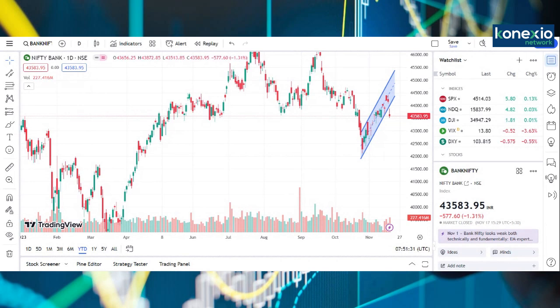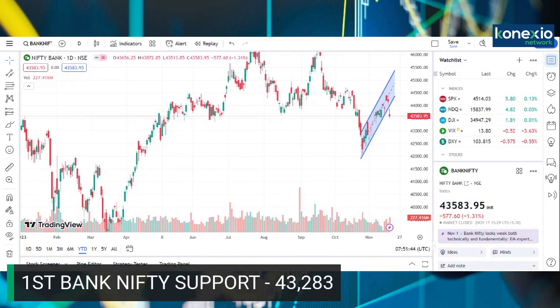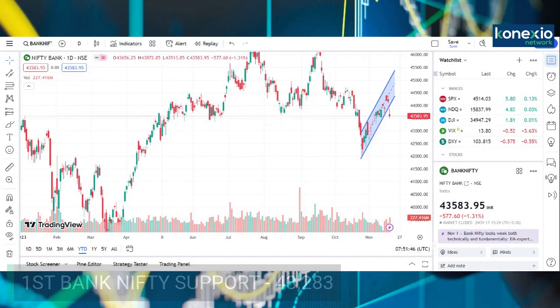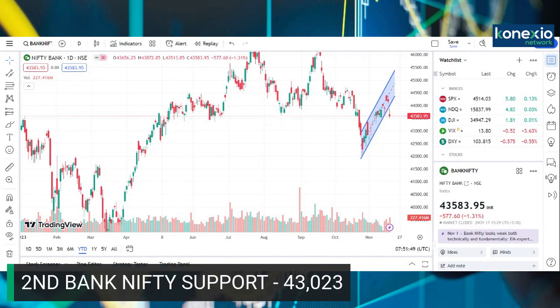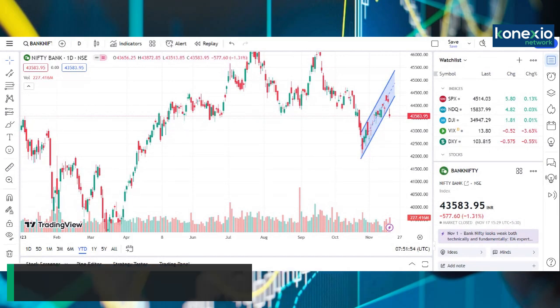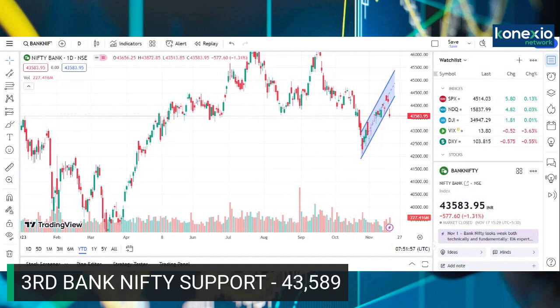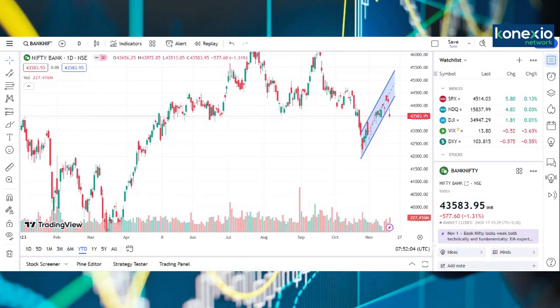So friends, let us discuss the Bank Nifty support and resistance levels for the next week. The first support in Bank Nifty is placed around 43,283. Below that, the second support is placed at 43,023, and below that, the third support is placed at 42,000. This is a mistake from my side. It is 42,589 on the downside, which is the third support area.